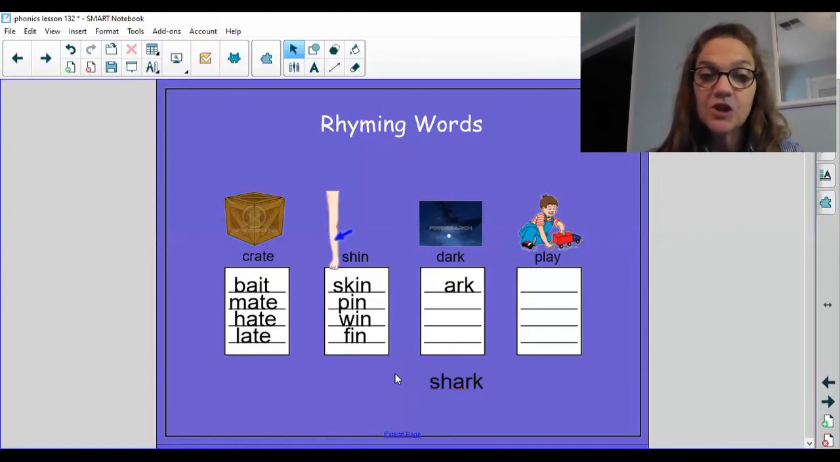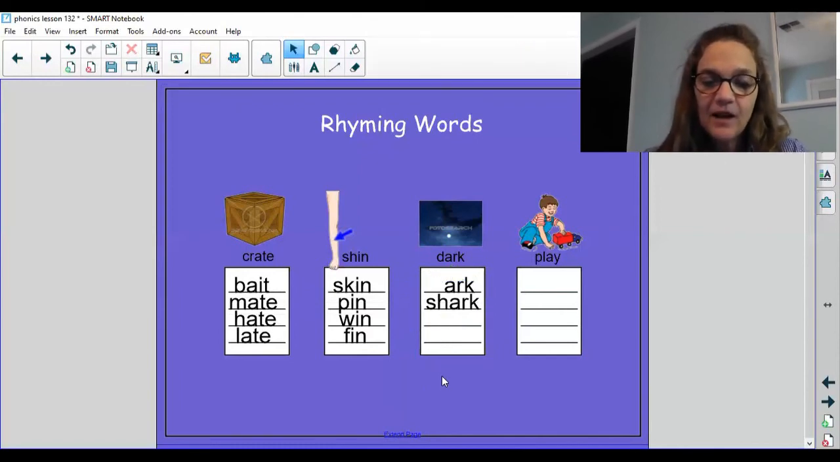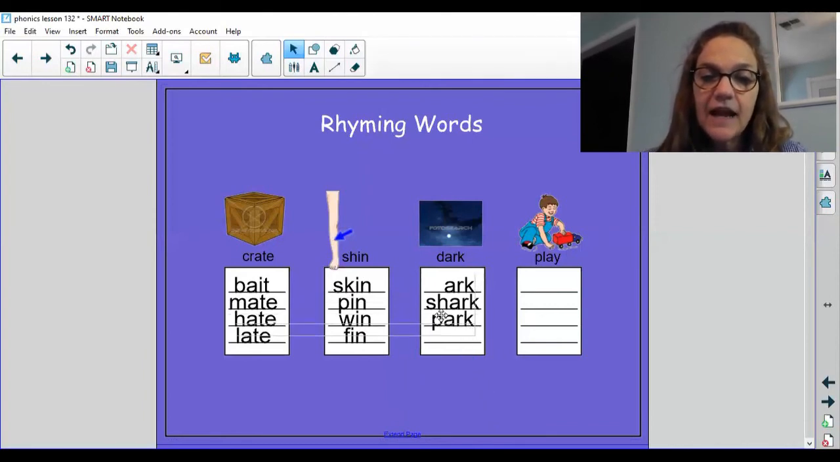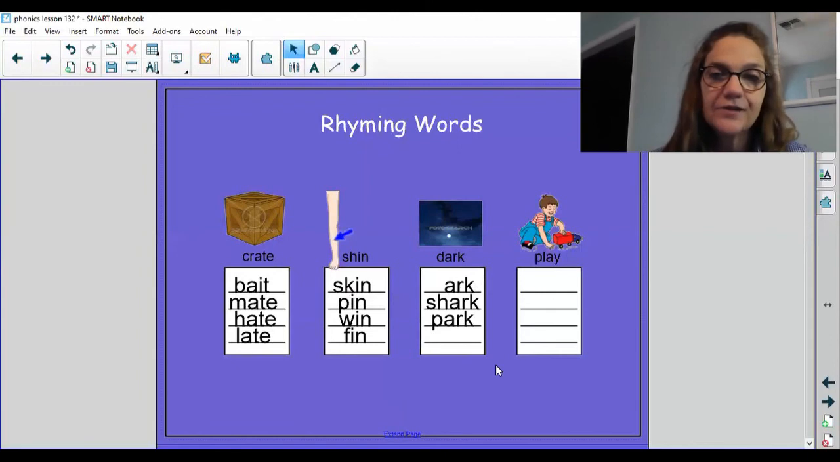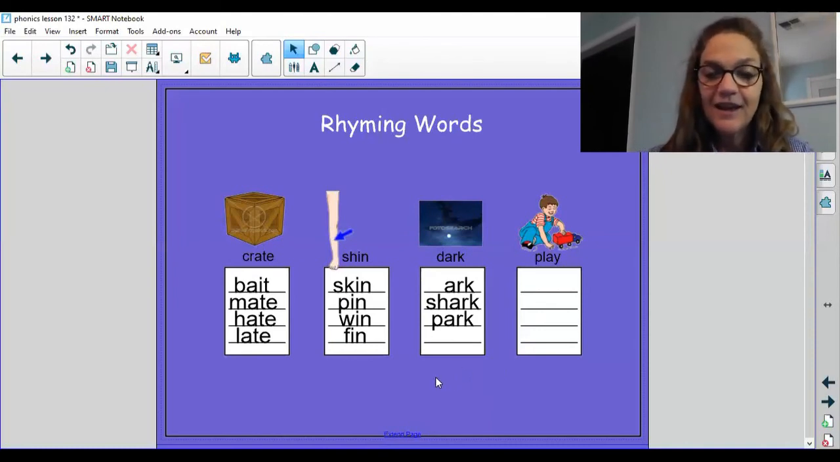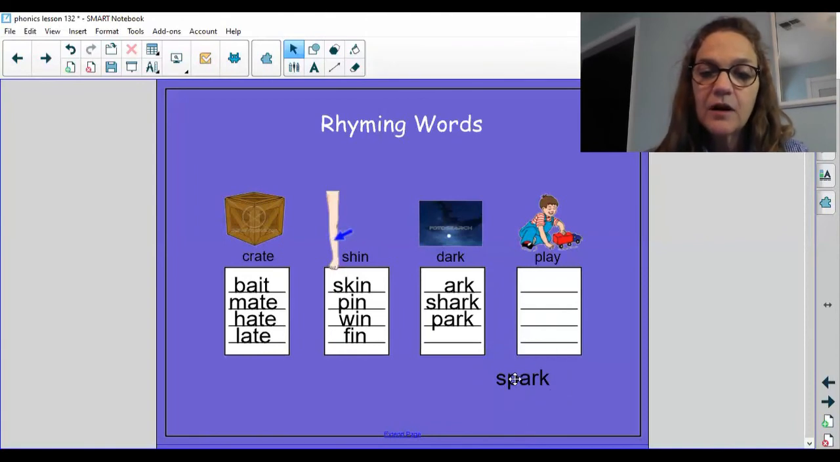How about this one? Shark. Oh yeah, Shark Week. You ever watch that in the summertime? I love Shark Week. Okay, how about park? On a nice day, it's fun to go to the park and just have lots of room to roam around. Ride your bike or your scooter, play on the playground equipment, kick a ball, throw a ball. Okay, and spark. The spark is a little tiny bit of fire.